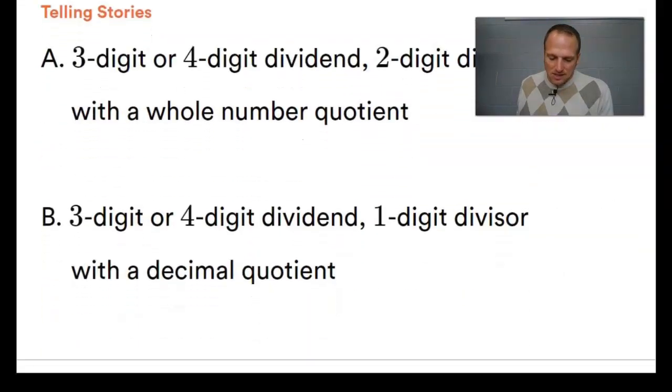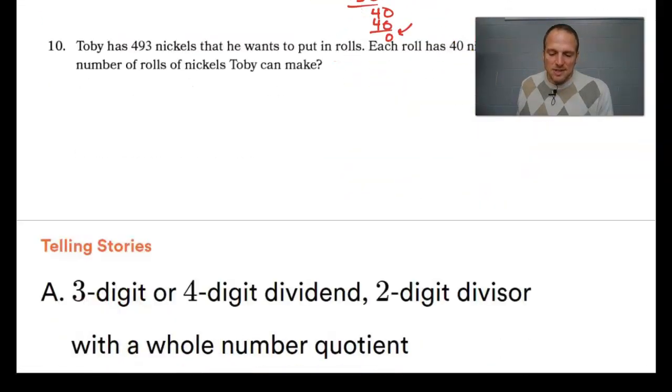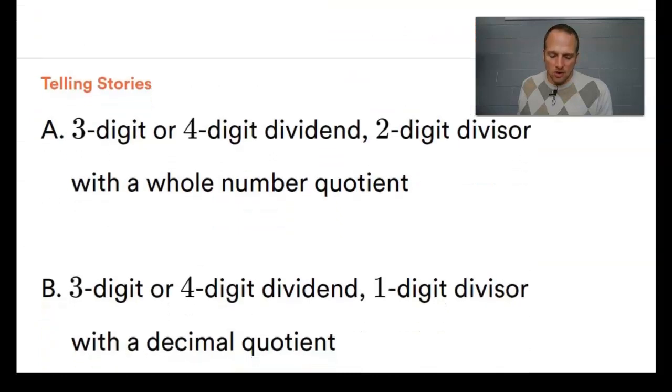Okay, number 10, I'm just going to let you do that on your own. Telling stories. A 3 or 4-digit dividend, a 2-digit divisor, and a whole number quotient. Okay, let's just make this up. So the dividend is what we're going to divide. I'm going to just go with a 3-digit number. I'd like to make this easy.